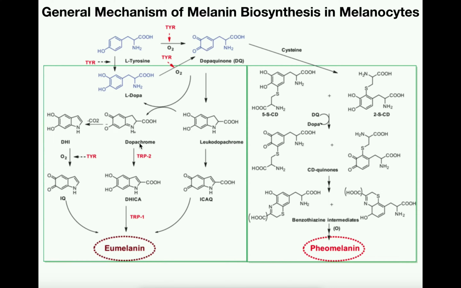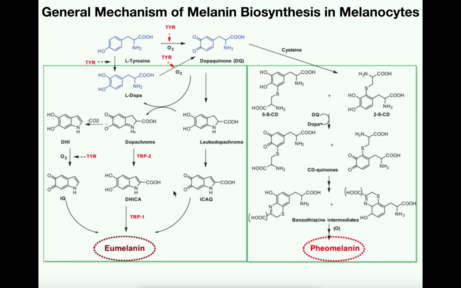Okay? The dopachrome can react with another enzyme called TRP2. This is also called dopachrome tautomerase. This can actually convert dopachrome into dihydroxyindole carboxylic acid, or DHICA. And then leukodopachrome can actually be converted into indole carboxylic acid quinone right here, or ICAQ. Now this is very important because these three molecules are going to be polymerized together. In somewhat of a seemingly random fashion. There's different ways that they can attach to each other.